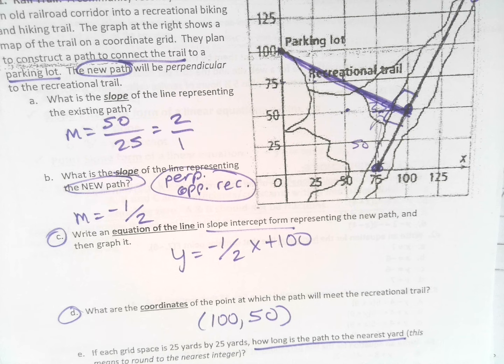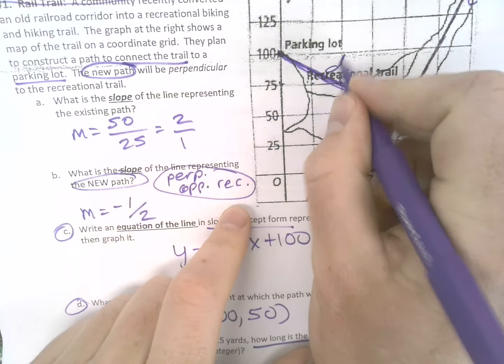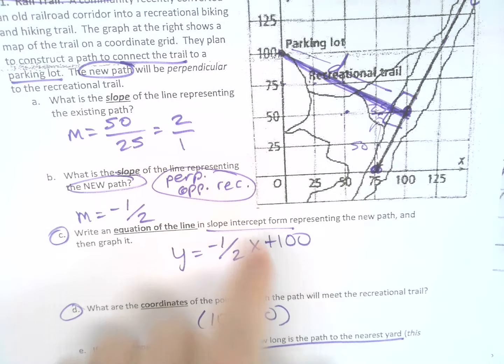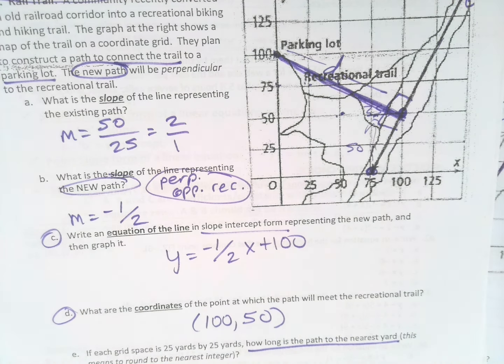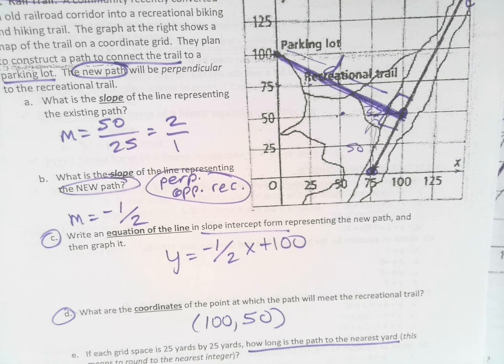I'll call this D for distance. What are you thinking, Jack? I'm sorry. Why do you think they gave us that earlier? If each grid is 25 yards by 25 yards, you think maybe we could use the rest of this grid?